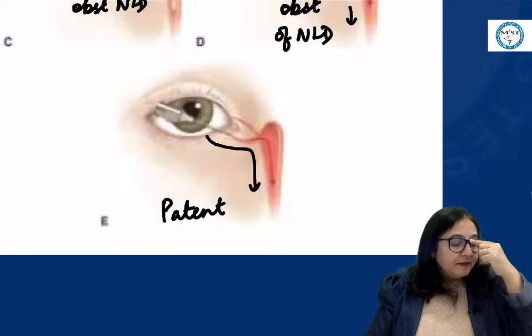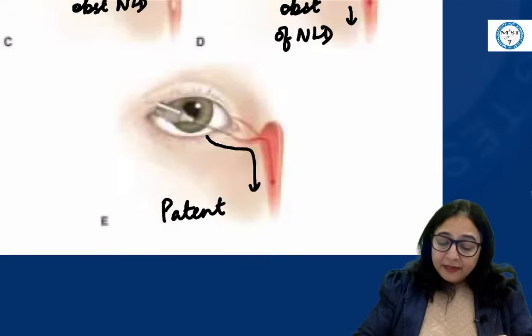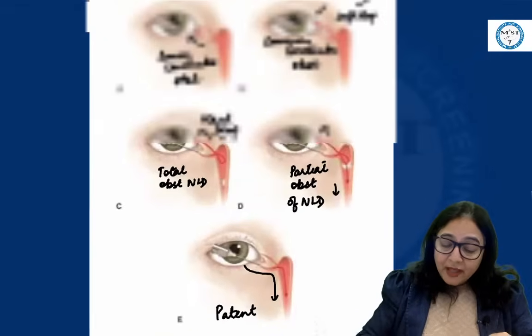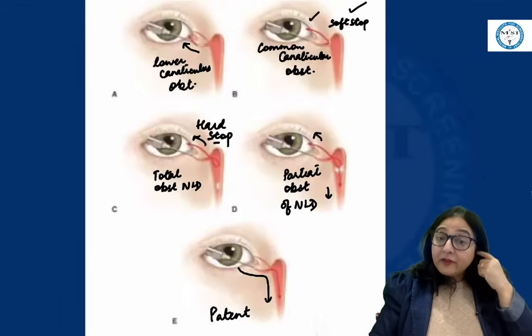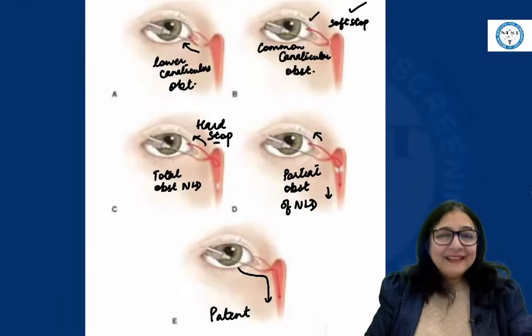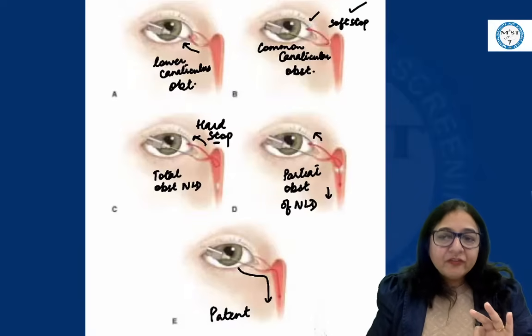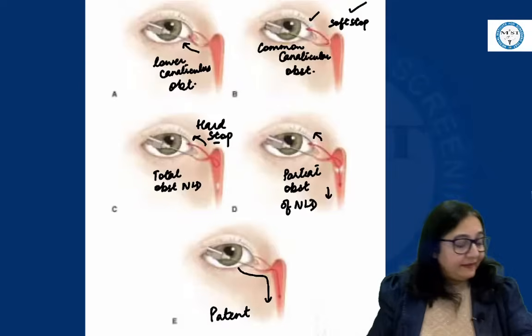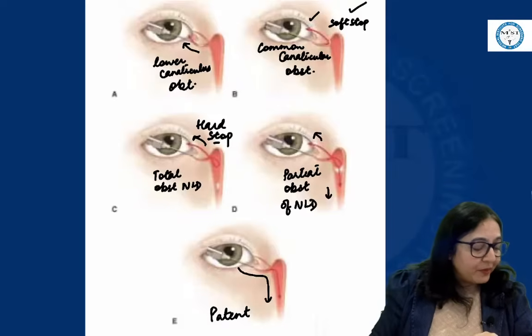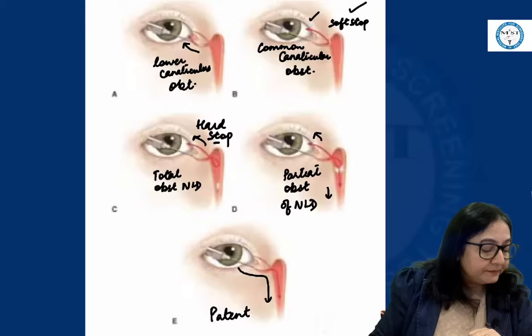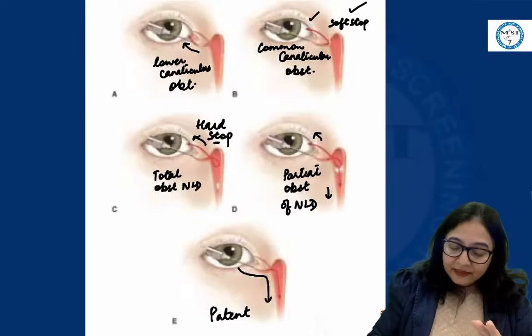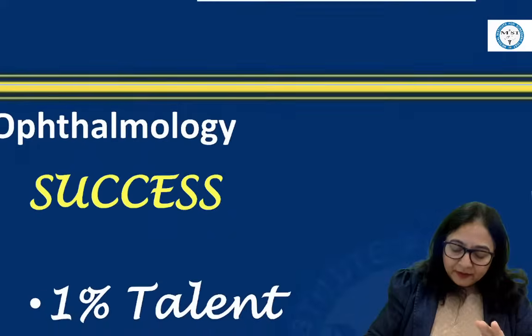So this is the idea of the syringing we need to do, and when there is NLD obstruction, you need to do DCR. For common canalicular obstruction, we do conjunctivo-DCR. Questions based upon the DCR can also occur. Yes, that's right. It's not a 26 gauge needle, beta, it's a blunt cannula. It's a blunt cannula.